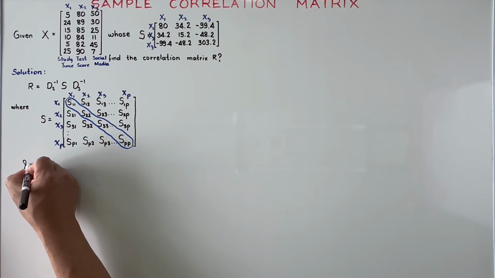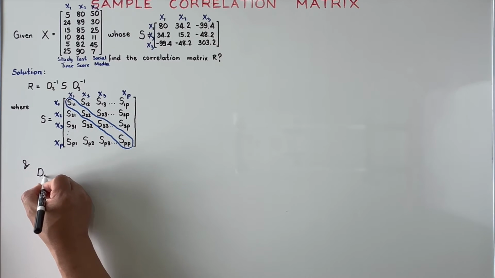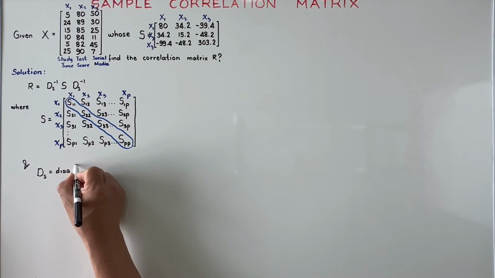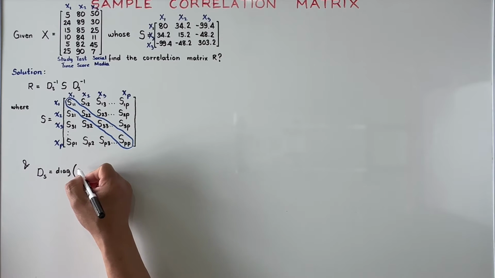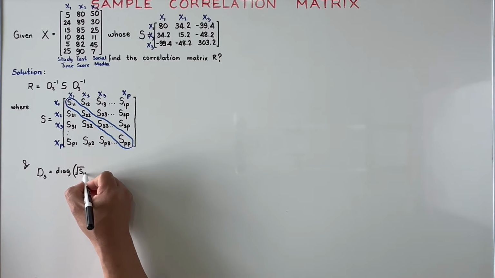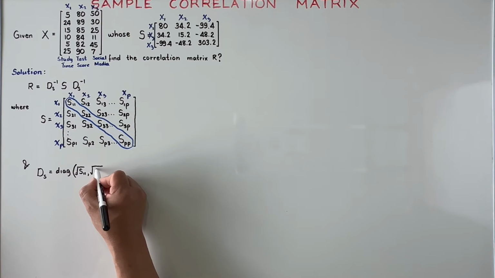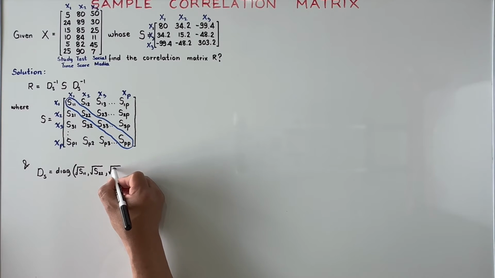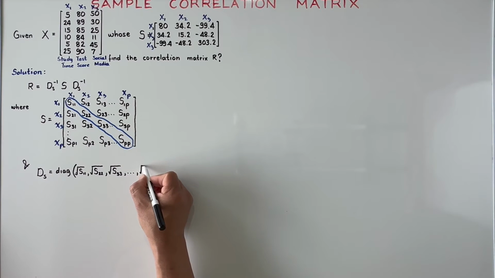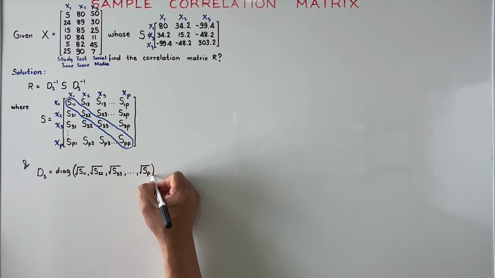And what is the matrix Ds? The matrix Ds is a matrix whose main diagonal entries are the standard deviations of the variables. And we know that standard deviation is obtained by taking the square root of the variances. So we take the square root of the variance of the first variable S11, and then the square root of the variance of the second variable, and also the square root of the variance of the third variable, and so on and so forth until you get the standard deviation, which is the square root of the variance of the pth variable.